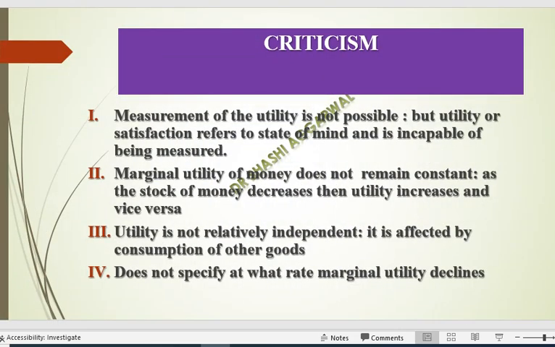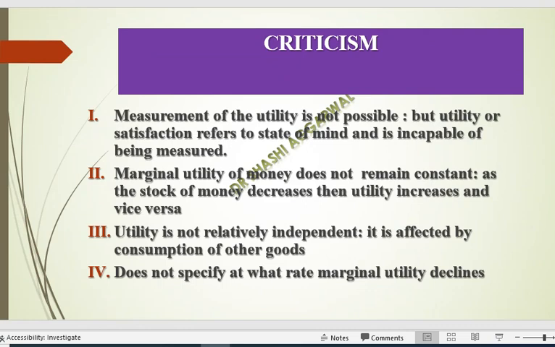So the law is criticized because it is based on unrealistic assumptions. Measurement of the utility is not possible. Utility is a subjective concept, so it cannot be measured. Marginal utility of money does not remain constant, as when we have less stock of money, the utility increases. Utility is not independent. It is affected by the consumption of other commodities.